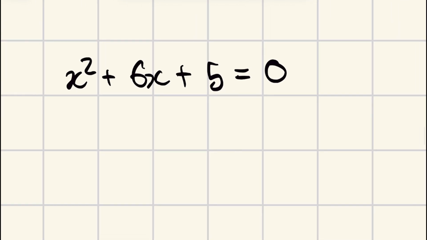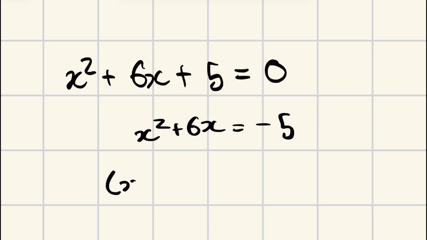Now let's say instead it's an equation. What do you do differently? First things first, the first step I would always do is move the 5 to the other side. Then do the exact same thing. Write it as x plus what's half of 6? It's 3.